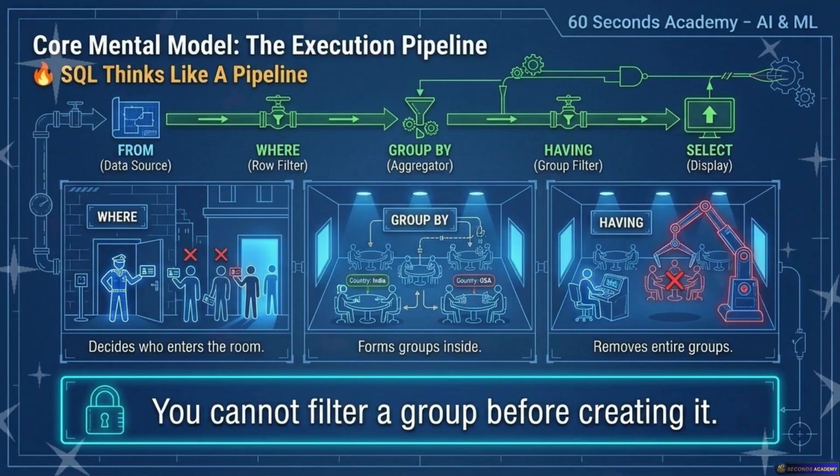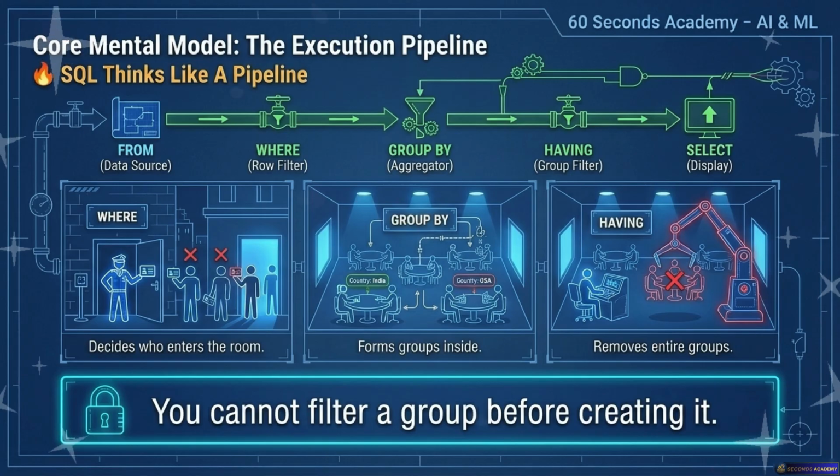Next, the group by clause is the club staff inside the venue, organizing the admitted guests into specific VIP sections based on a shared attribute. Like what country they're from. Exactly. They're forming the groups. Then the having clause is the general manager walking around after all the groups are formed. Ah, after they're formed. Yep, looking at the VIP sections and kicking out entire sections if they don't meet a minimum spend or head count. And finally, select is the photographer taking a picture of the sections that survived the night.